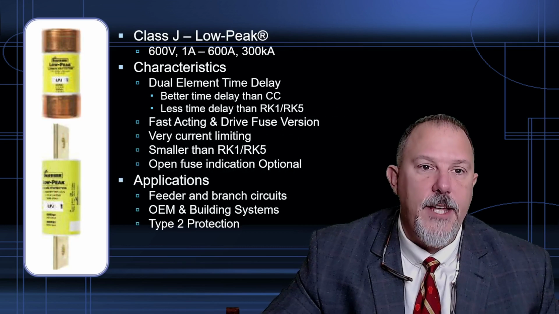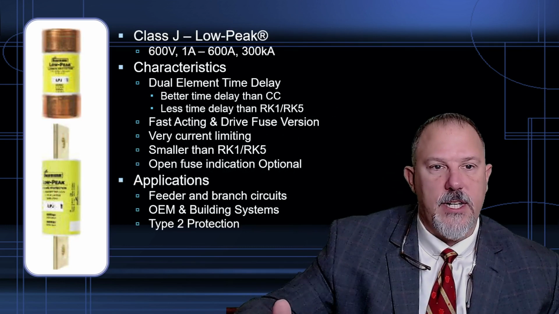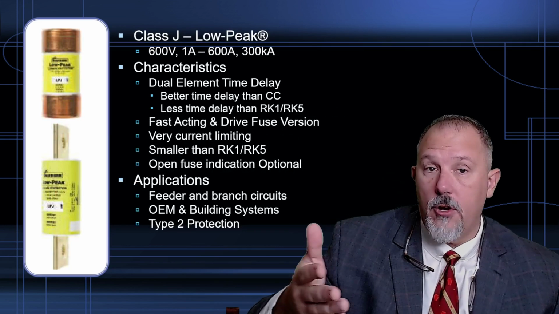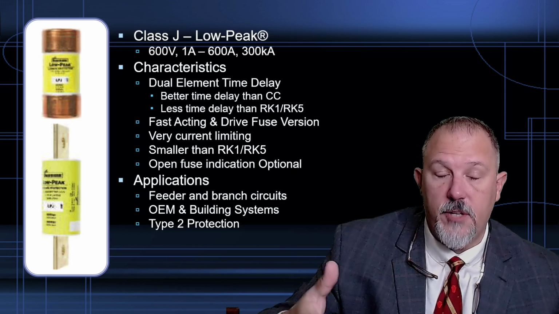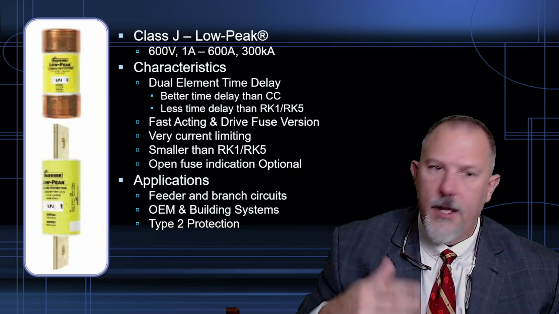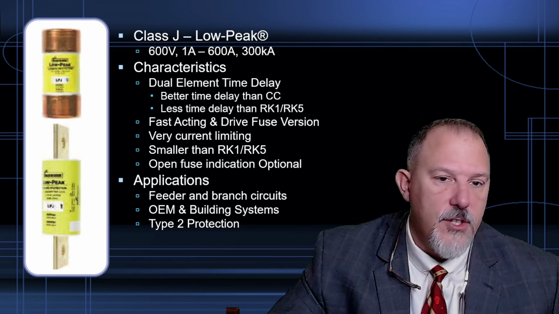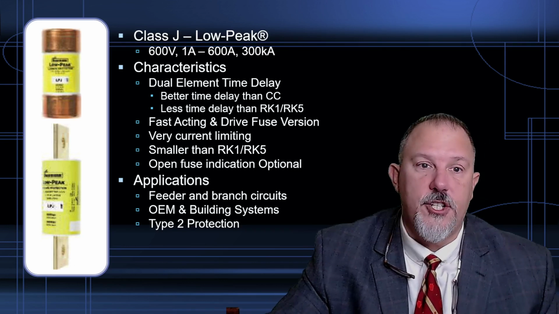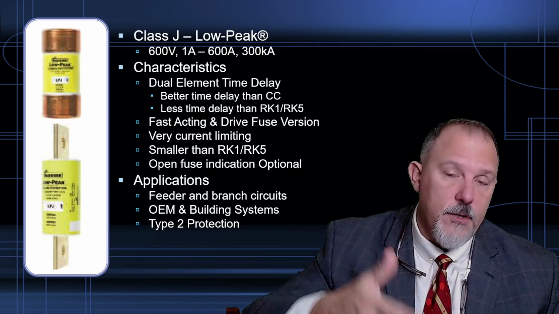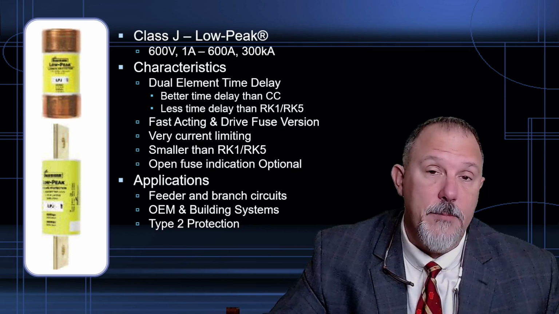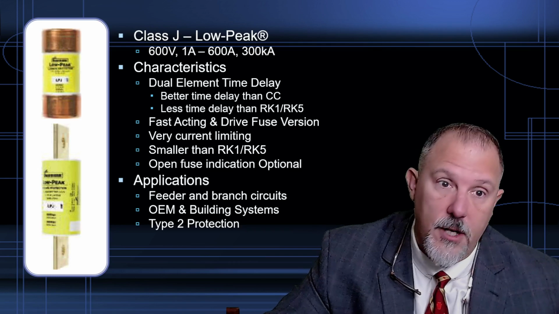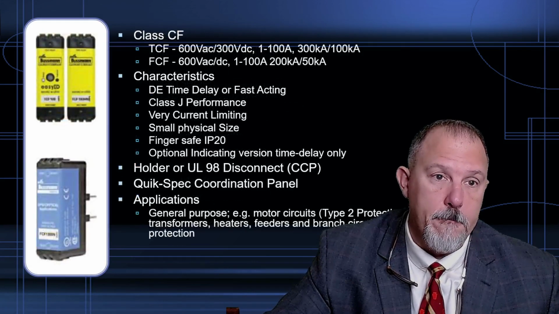Your class J's, 1 amp to 600 amp, smaller than an RK1, RK5, so your switches are going to be smaller, your holders are going to be smaller, gives you more space, fast acting. Feeder and branch circuits, OEMs use those. Type 2 protection, if you remember, you're leveraging the fast acting current limitation of this to provide no damage on short circuits inside that equipment.